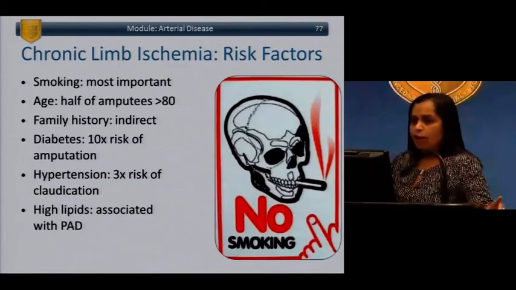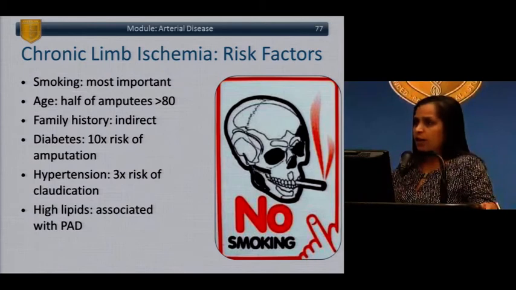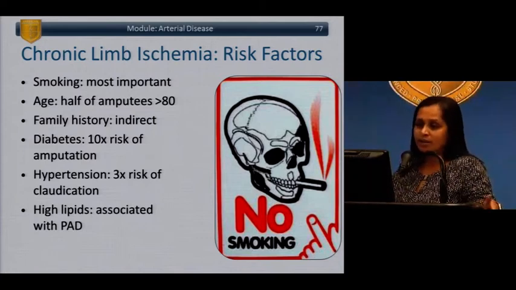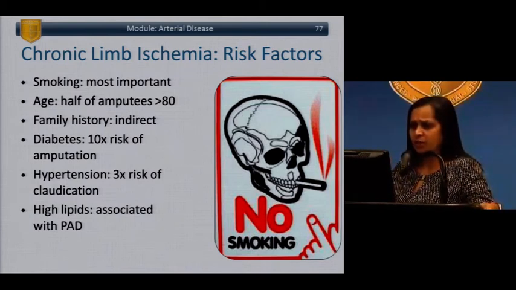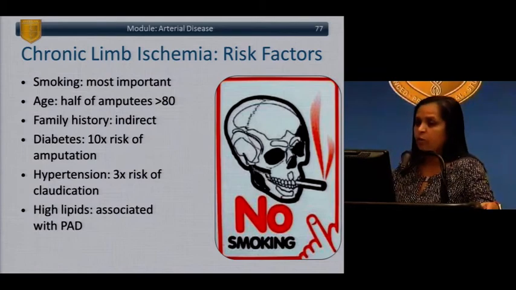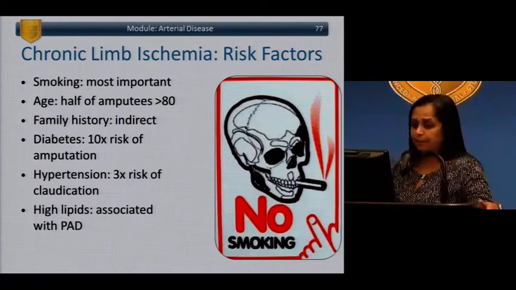Risk factors for chronic limb ischemia. This occurs related to atherosclerotic disease. As with all other atherosclerotic disease, smoking is the most important risk factor. Family history is an indirect risk factor as well. Diabetes significantly increases the risk of amputation in patients. Hypertension is a risk factor, as well as hyperlipidemia.